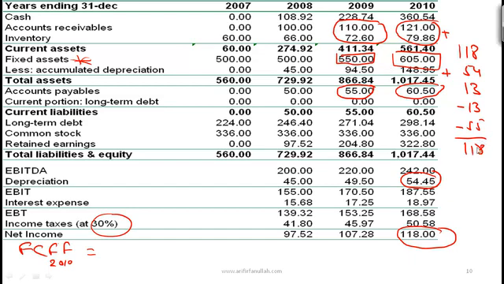Anyway, this is an extremely important calculation that we should be able to do. Is everybody fine with this? So actually you should know this.